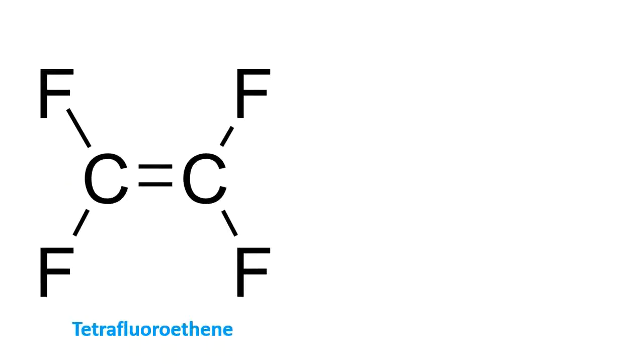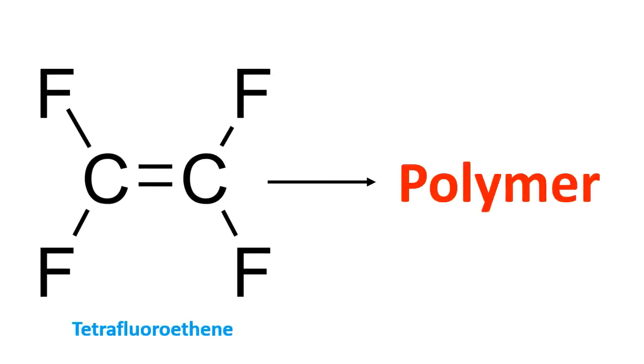It's formed of 4 fluorine atoms, bonded to a carbon pair. This is a monomer, a simple molecule that joins up to form polymers. But how do you get from this to a polymer?